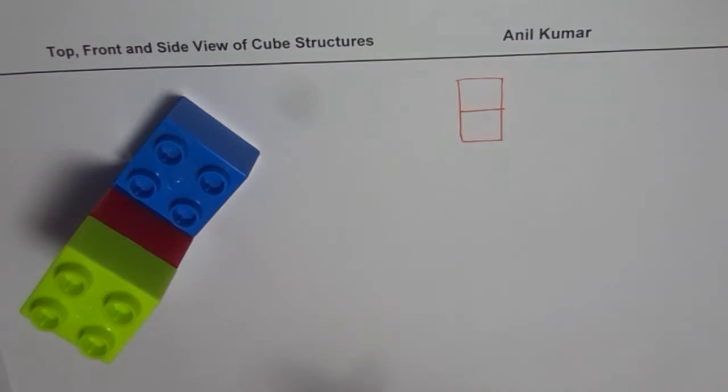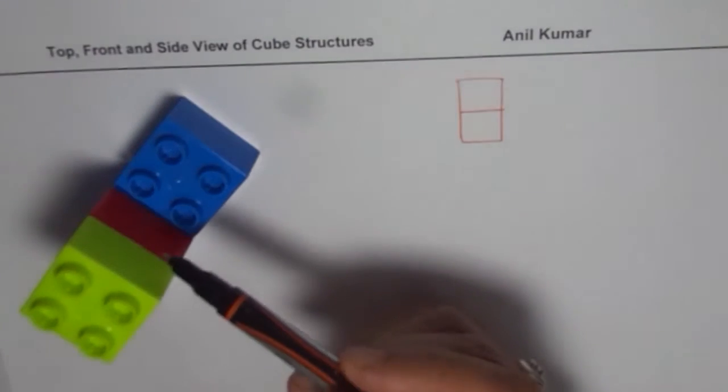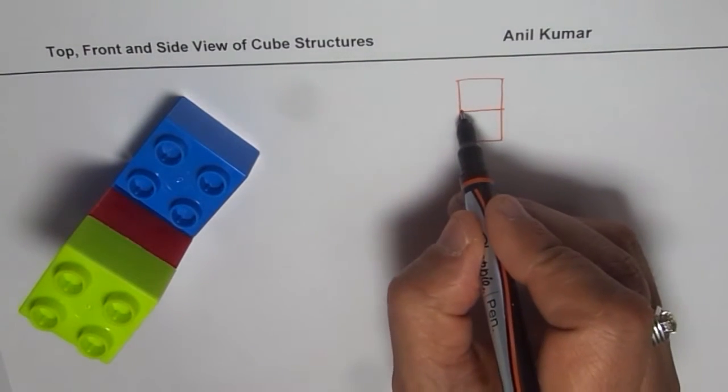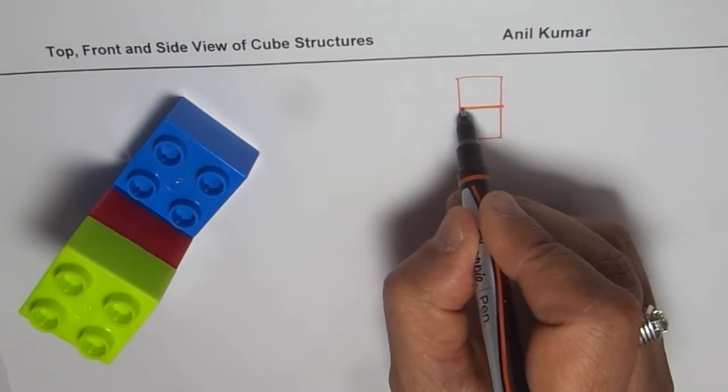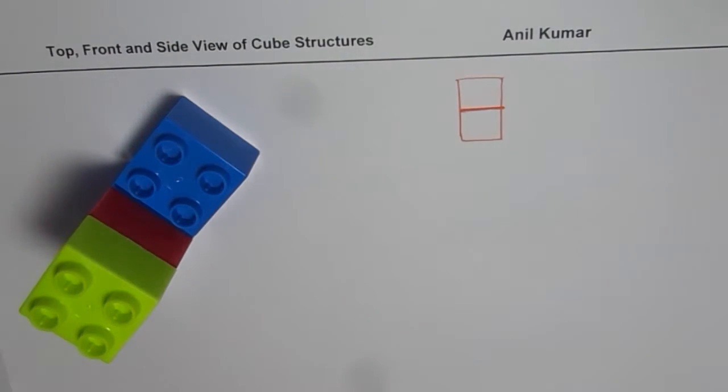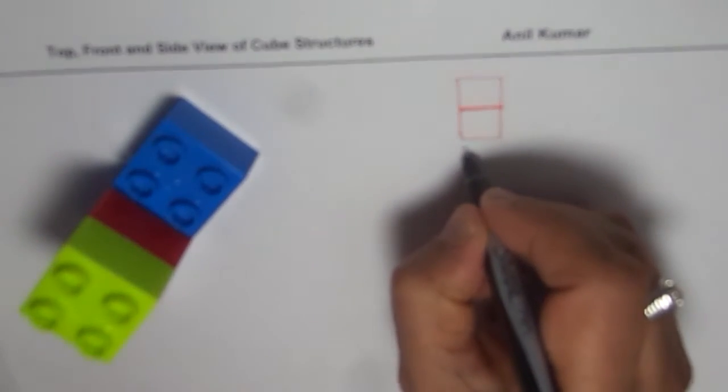Now you also observe that there is a change in depth. This change in depth is reflected by a bolder line. So if I draw a double line here or a bolder line, it means it is change in depth from the top view. So that is the top view for us.